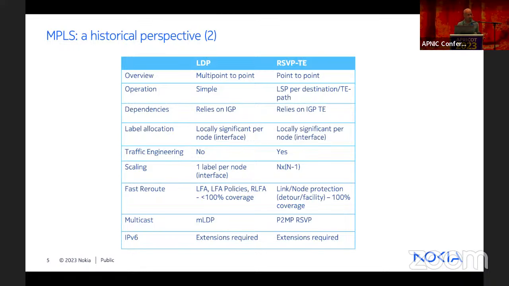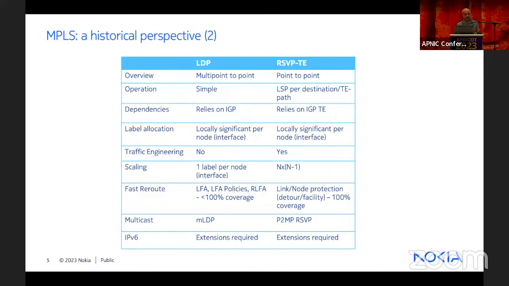LDP, you have loop-free alternates. You don't always get 100% coverage. What that means is that there are certain scenarios where you cannot protect a link because the LFA algorithm cannot guarantee the fact that it's loop-free, right? It's somewhat conservative. It's not going to send a packet on a path if there's any chance of it being looped back. So you don't get that. RSVP-TE, a bit better. You can actually do it.